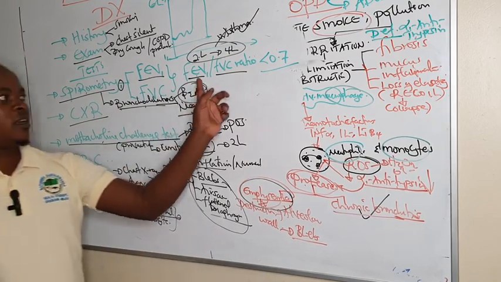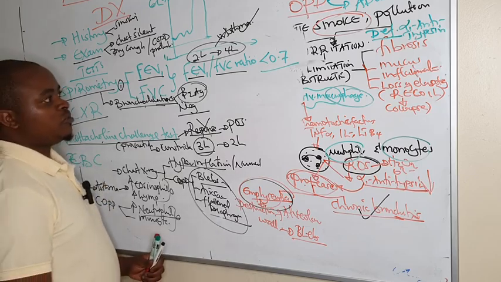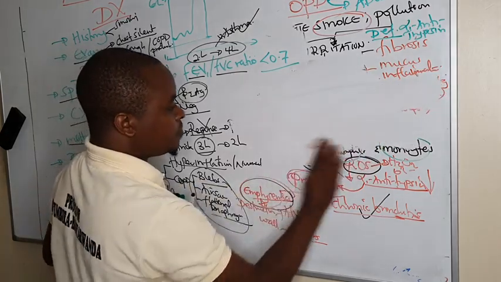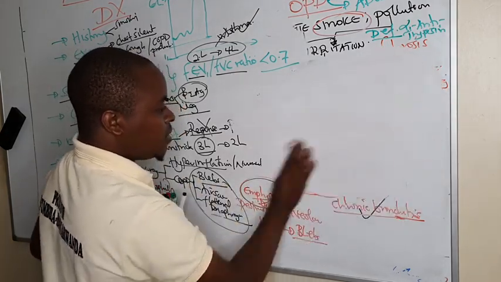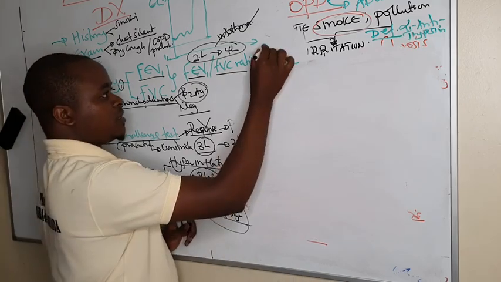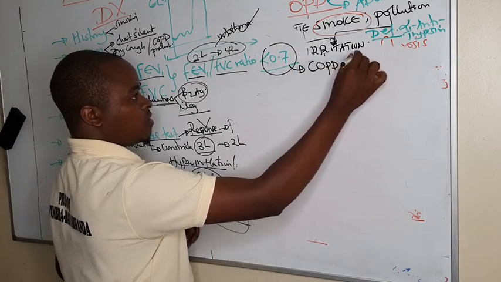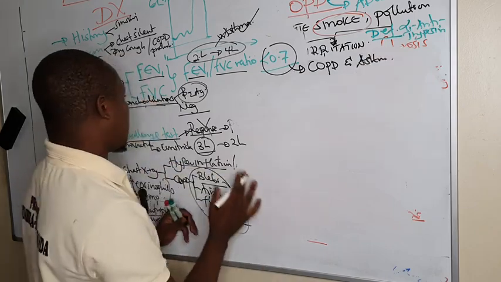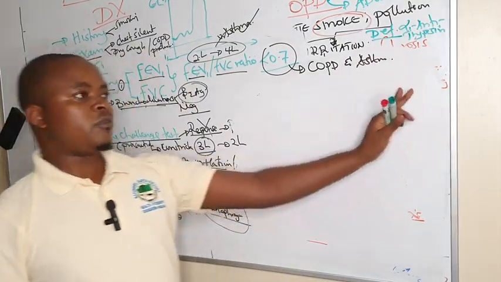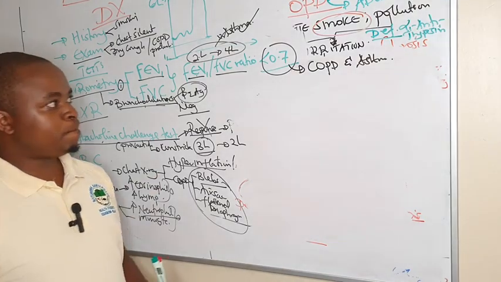Not forgetting the forced expiratory volume to forced vital capacity ratio, which we said that if we do this and we find the ratio is less than 70%, it confirms COPD together with asthma. Then we did these tests to confirm if it is either COPD or asthma by doing the provocation test, that is methacholine, or looking at the chest x-ray or the CT scan.